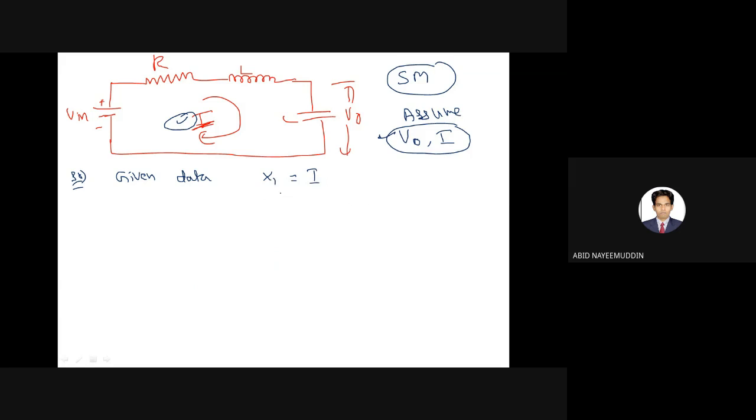x1 is equal to I, and next x2 is the second variable, which is equal to V naught. So which implies x1 dot will be equal to the first order differential, that is di by dt. And what about x2? x2 dot is equal to dV naught by dt. That is my first step.